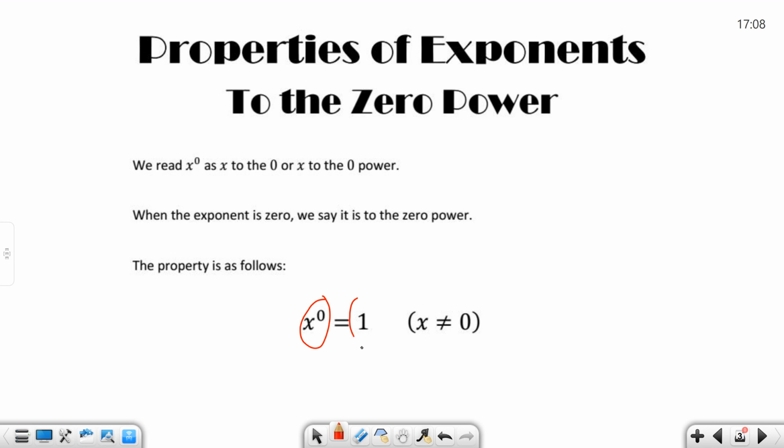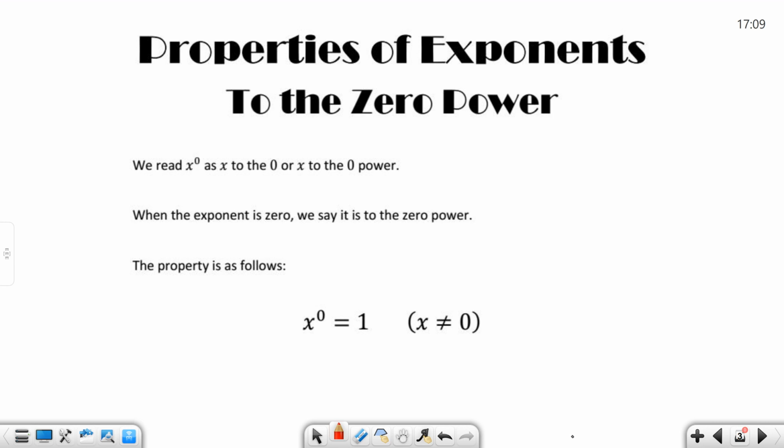X to the 0 equals 1. Remember, anything times 0 is 0, but anything to the 0 power is 1. But we must provide that x itself is not 0. You will not anywhere in algebra see 0 to the 0. That's not something you will see. So don't worry about that. As long as you don't have 0 there, you can raise that thing to a power and get 1.